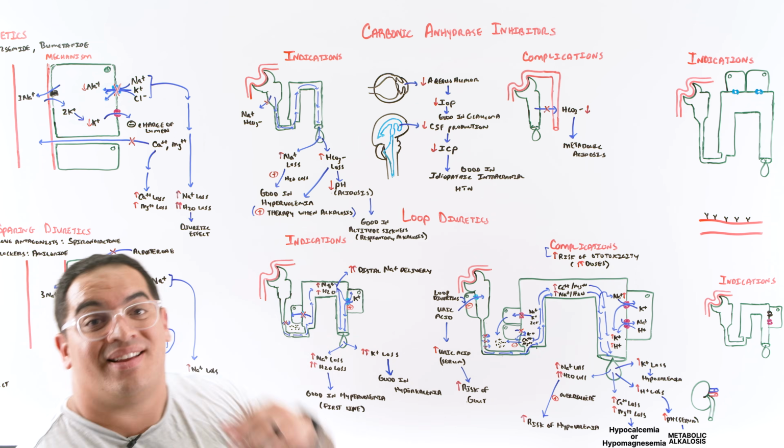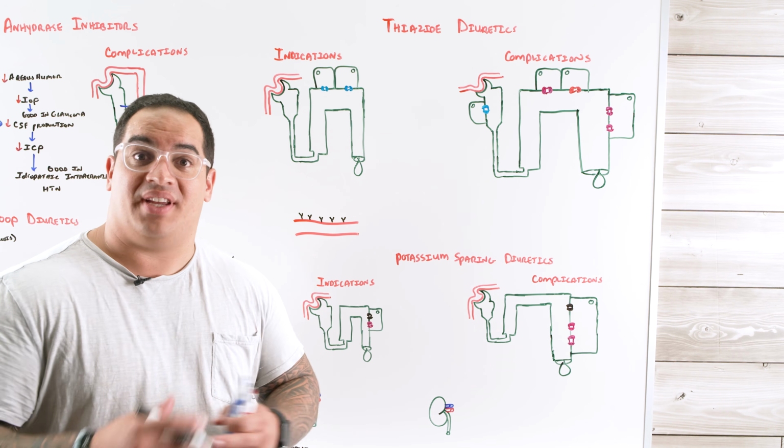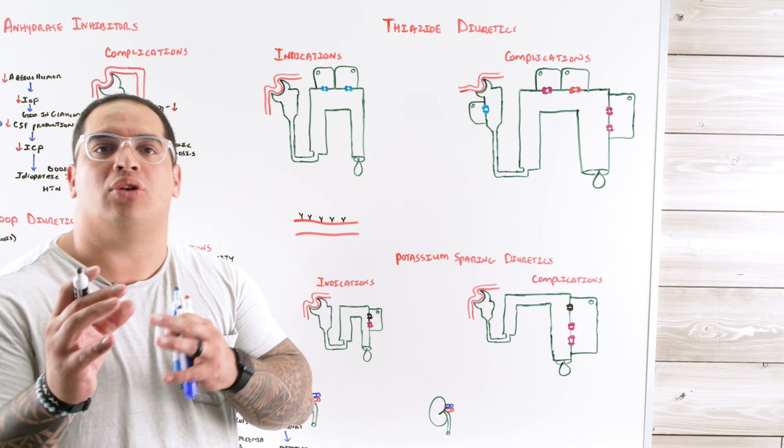Okay, let's move on now to thiazide diuretics. All right, so thiazide diuretics are our next one. With this one, the big thing to remember is that it's blocking that sodium chloride co-transporter in the early distal tubule.